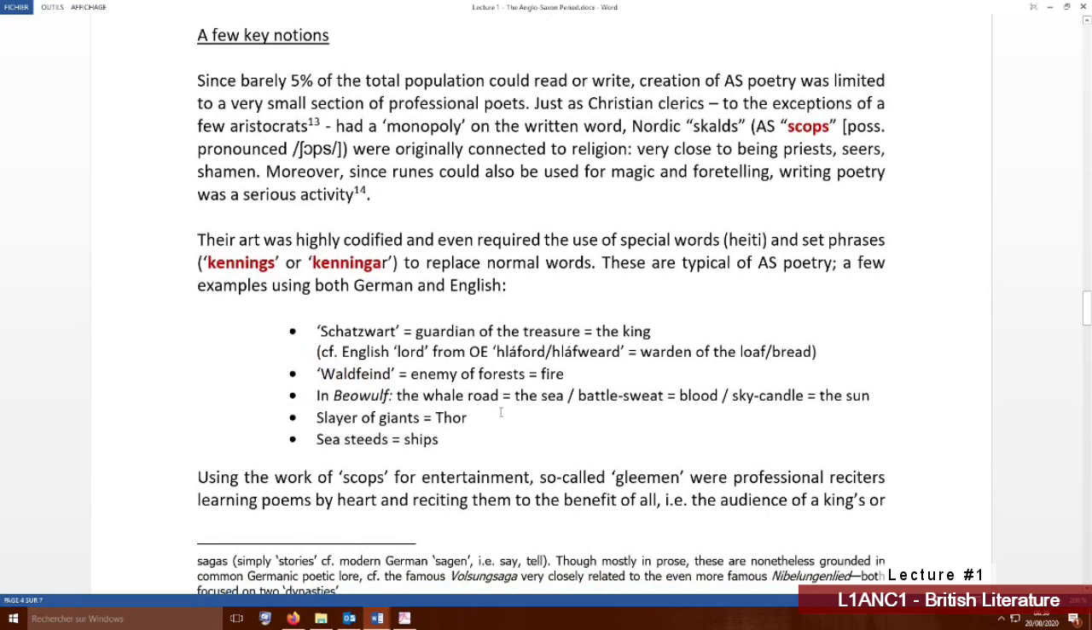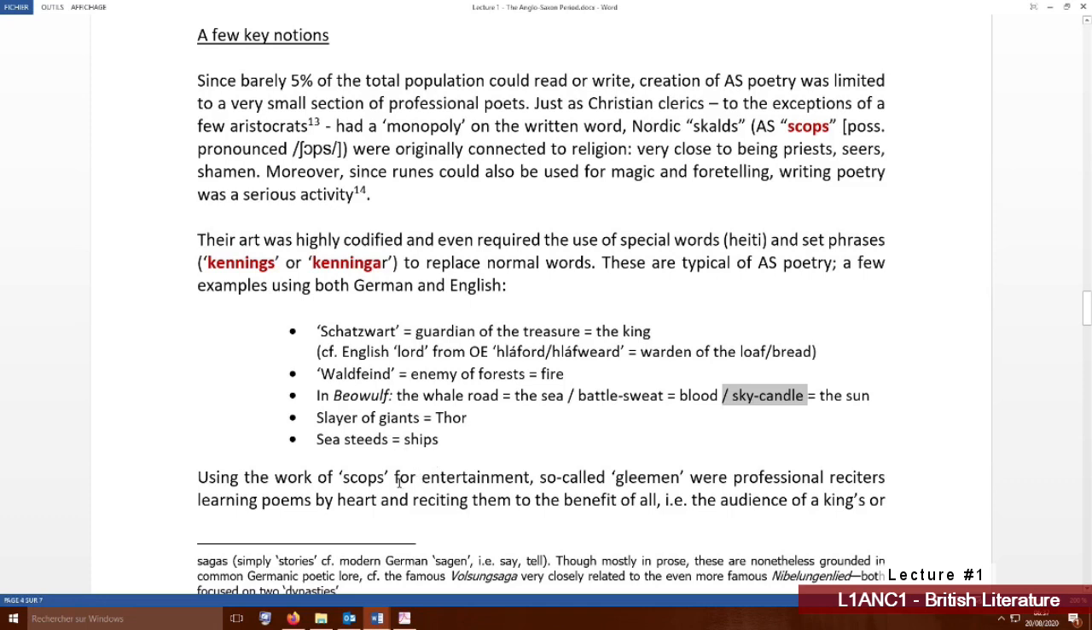For example, in Beowulf, the sea is referred to as the whale road. Kind of logical. Blood is battle sweat. Sometimes it can be rather funny, like the sun being the sky candle. Now, who is the slayer of giants? Well, that's Thor. What are the sea steeds? Well, these are ships. Fairly logical.